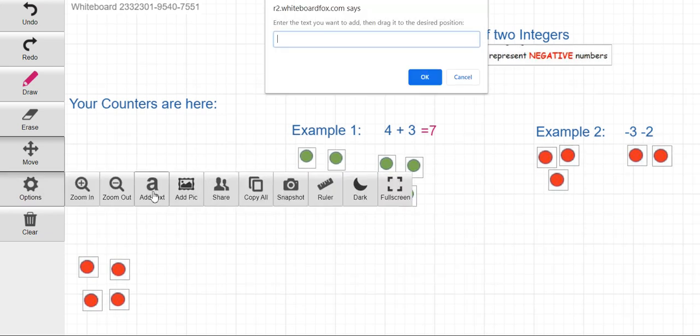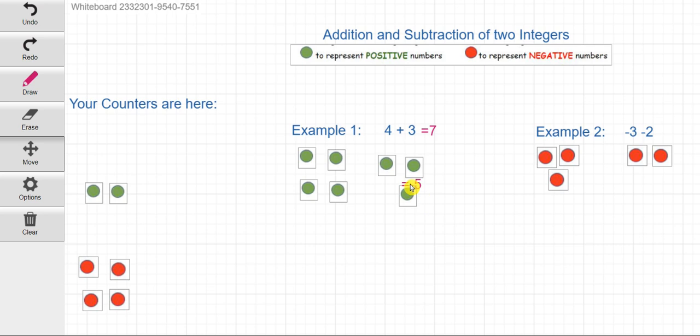Now, because it's 5 red circles, what type of number do we say the red circles represent again? You can look at the top of the screen. Represents negative numbers. Good. So that means 5 red circles, my answer would be negative 5. Perfect. Excellent. I'm just going to go ahead and drag that right to the top of my screen. Excellent. So those are the first 2 examples.